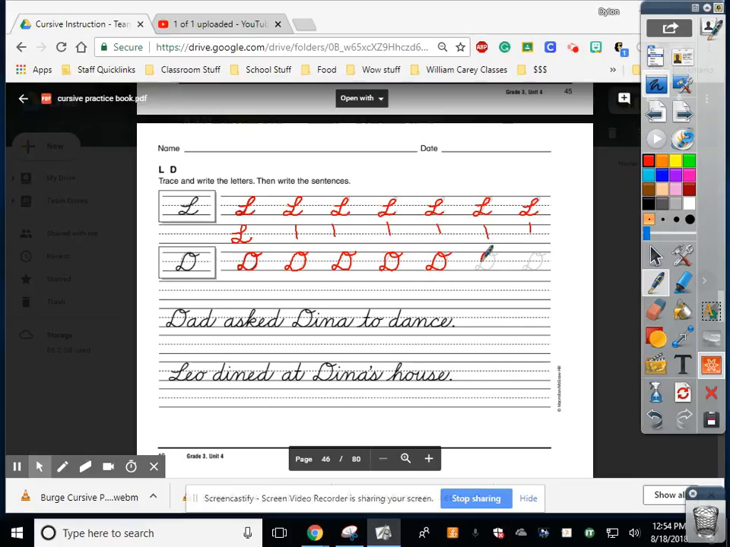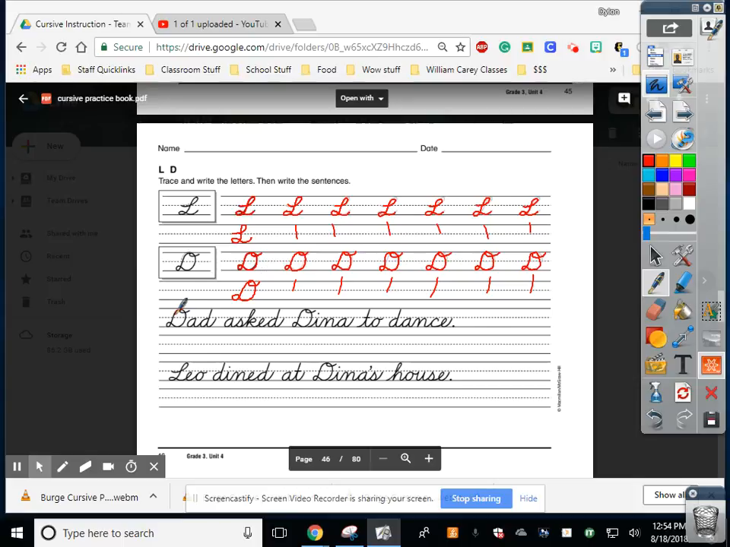Okay, D, bam. Got it. All right. Then you trace each one for your own, and I'll do another one down here so you have an example. Bam. Okay. Dad asked Dina to dance.